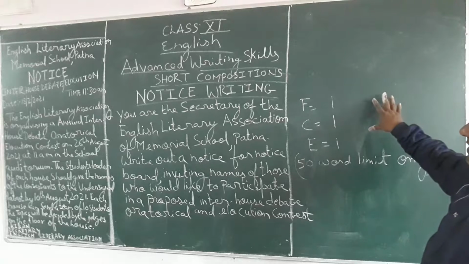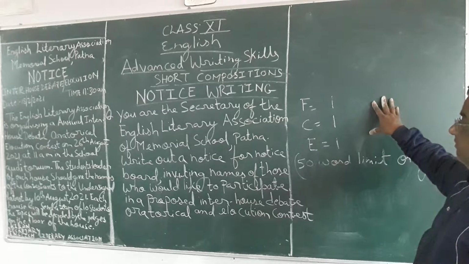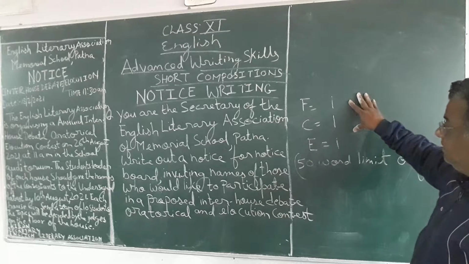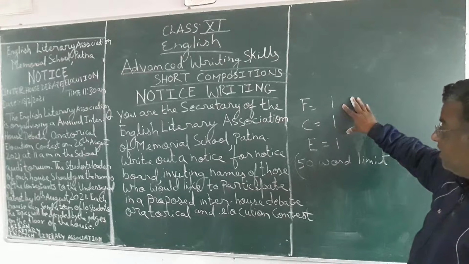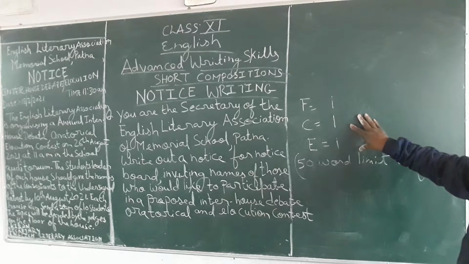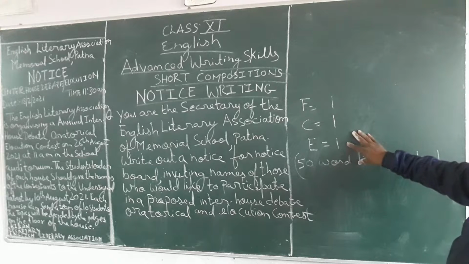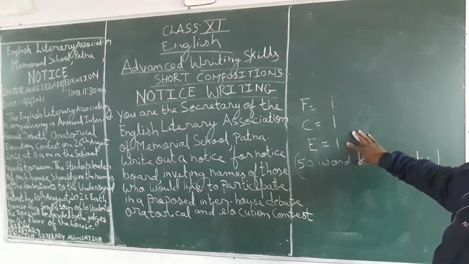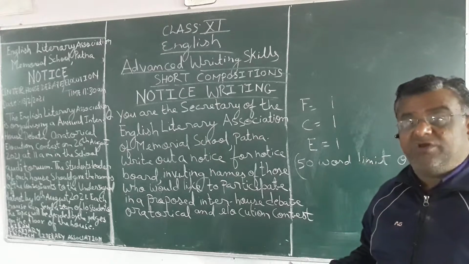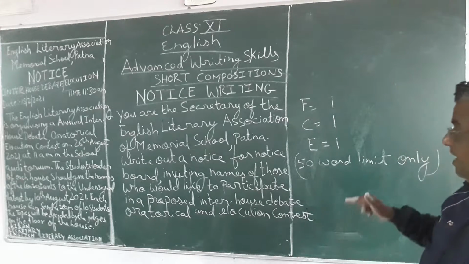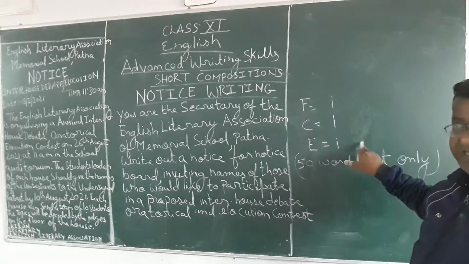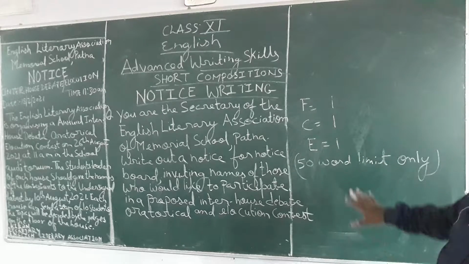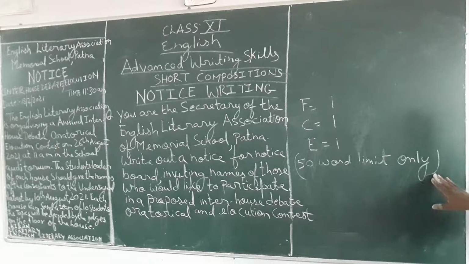Again, how should the notice writing be drafted? First of all, the format, content and expression. Format always carries 1 mark, content always carries 1 mark and expression always carries 1 mark. That is equal to 3 marks. It could be of 3 or 4 marks, it depends. If it is of 4 marks, then content becomes 2 marks. 1 plus 2 plus 1 makes it 4. And remember that it should be drafted within 50 words only, not more than that.